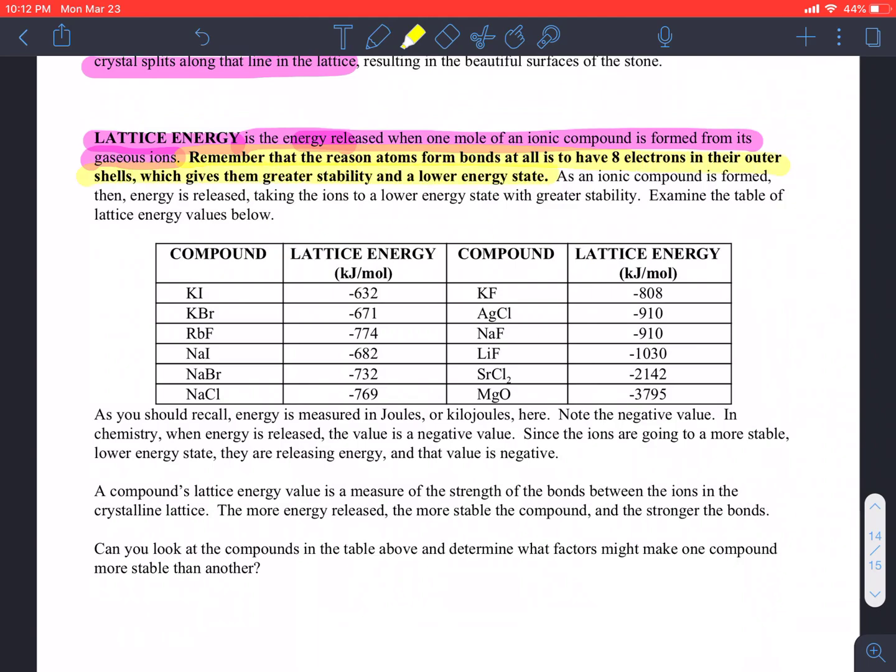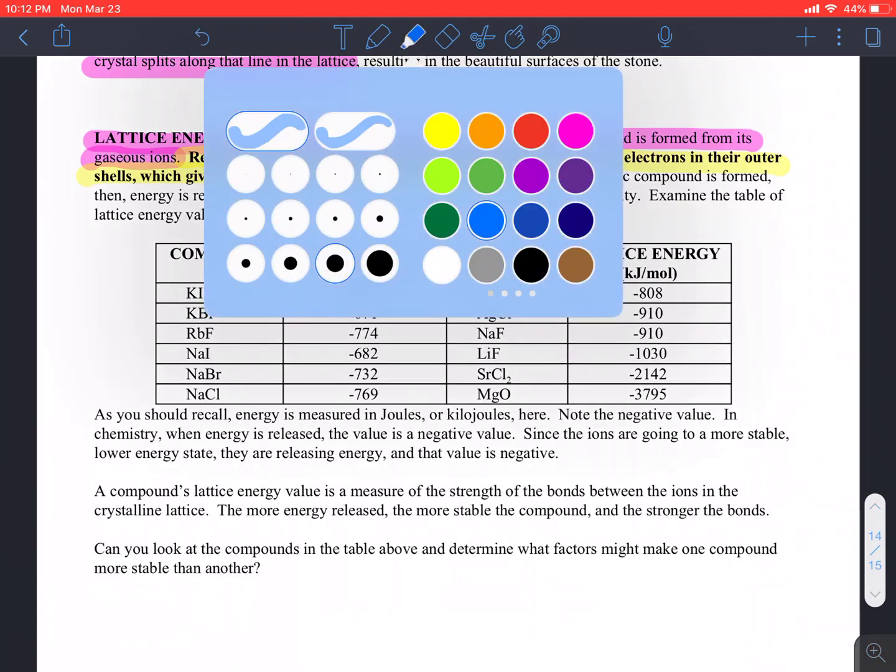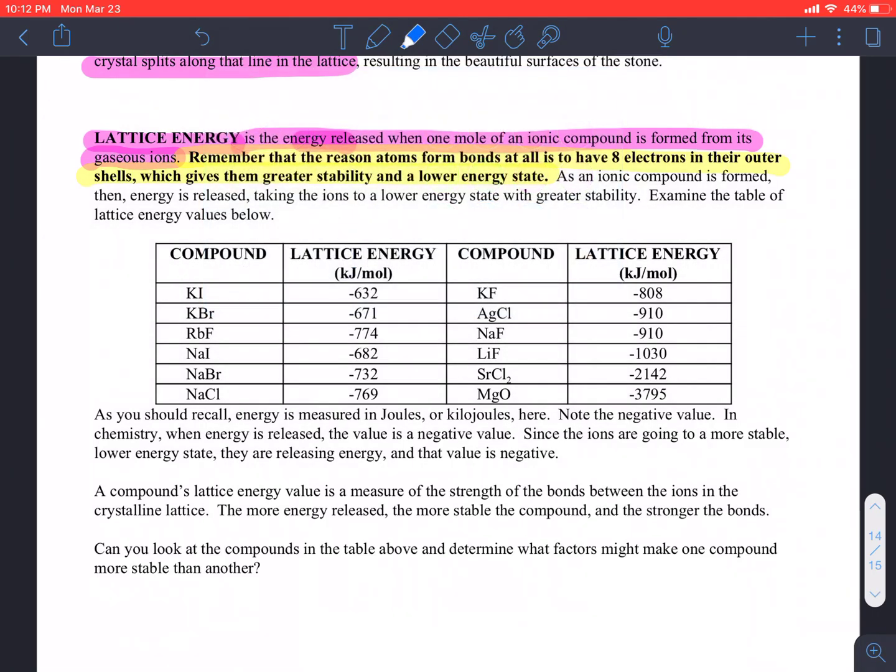Okay, most atoms want 8 in their valence shell. As an ionic compound is formed, energy is released, taking the ions to a lower energy state with greater stability. Examine the table of lattice energies below.